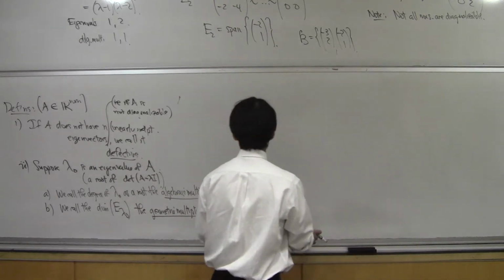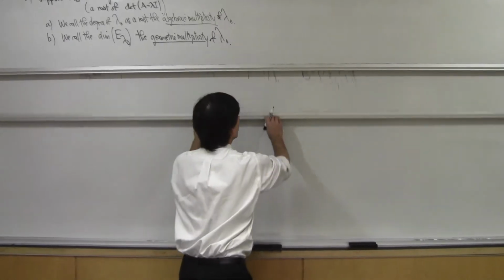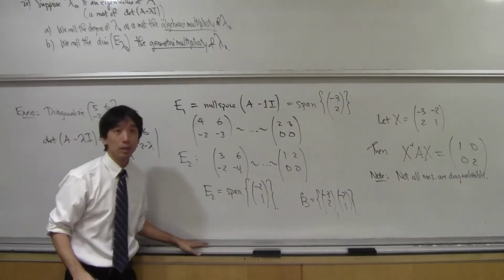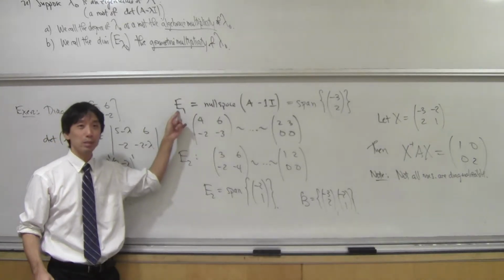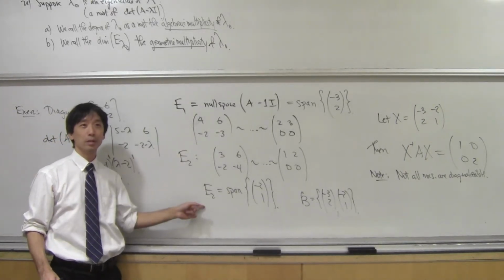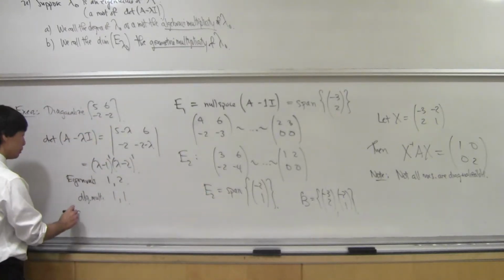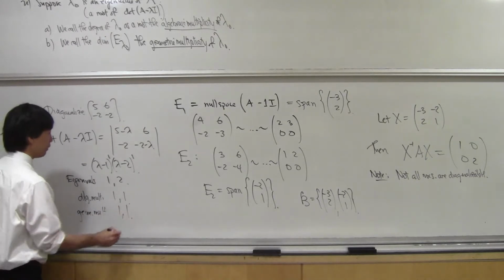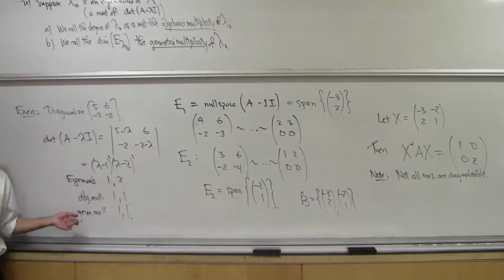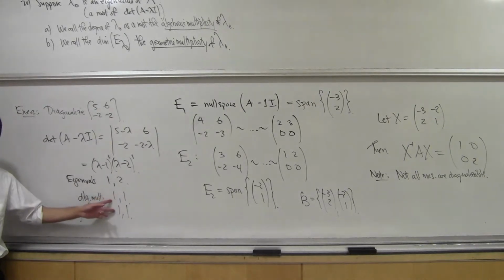Okay, so again, going back to our example, the eigenspaces were all dimension 1. This one was dimension 1, this one was dimension 1. So the geometric multiplicity of both of these eigenvalues was also 1. The algebraic multiplicity and the geometric multiplicities turned out to be the same.